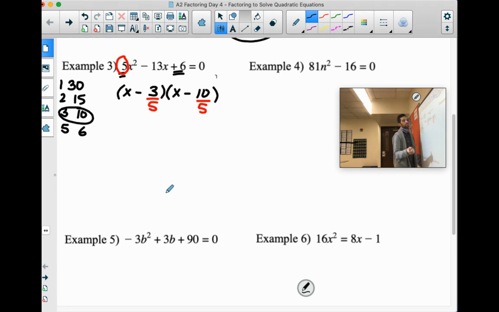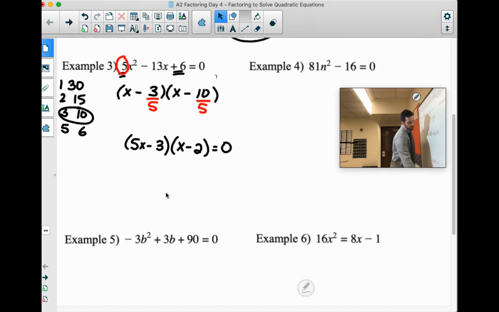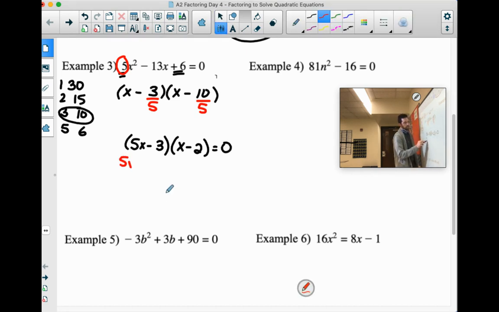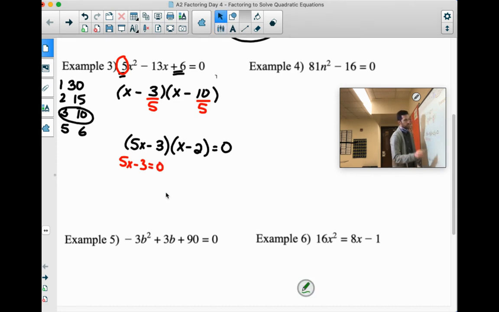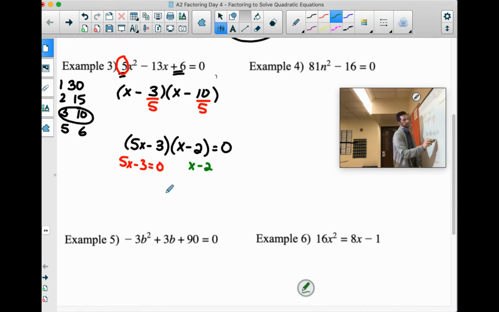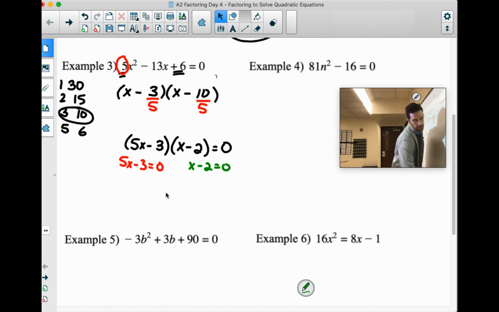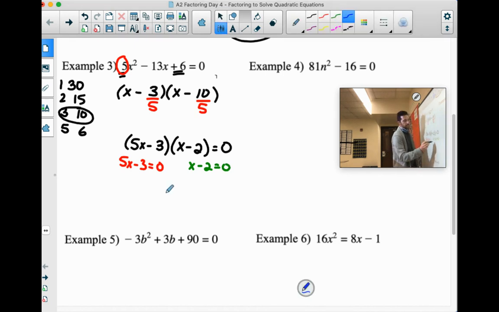So if this were properly factored, the 5 would go to the front, and it would be 5x minus 3. 10 divided by 5 is 2. And then we could set up our two equations. 5x minus 3 equals 0, or x minus 2 would equal 0. And you know the answer for x minus 2 equals 0. You add 2 to both sides. And x could equal positive 2.